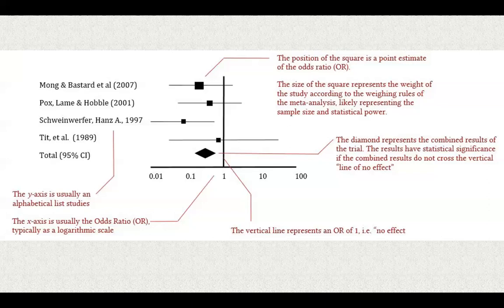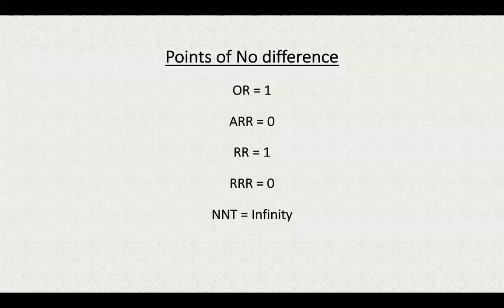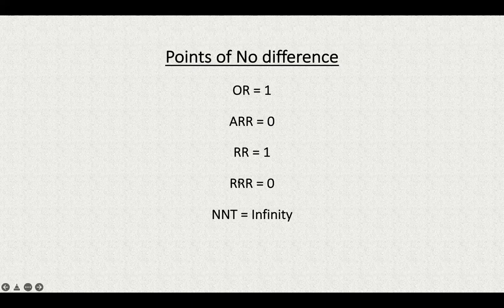But for example, if you don't have the graph, you just have the studies and their confidence interval levels, then can you analyze whether these studies are statistically significant or not? Yes, you can. Remember, I told you that this is the line of no effect, and here the variable we have is odds ratio. If you just go back, we have discussed this thing in our previous videos, what are the points of no difference for different variables. These are different things which we usually use in our meta-analysis, as I previously mentioned, the odds ratio, ARR, RR, RRR, and NNT.